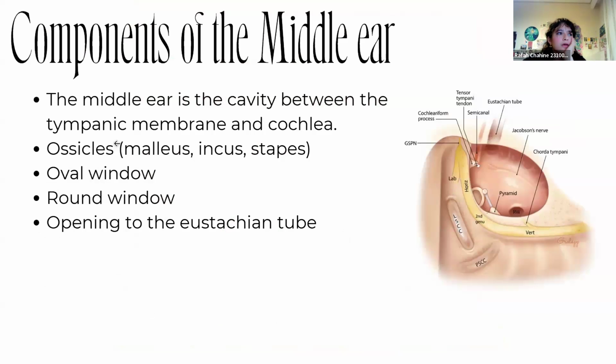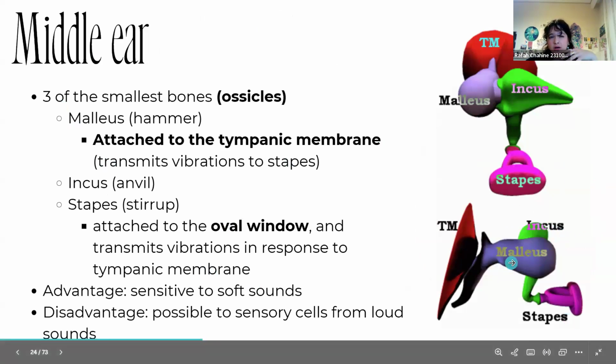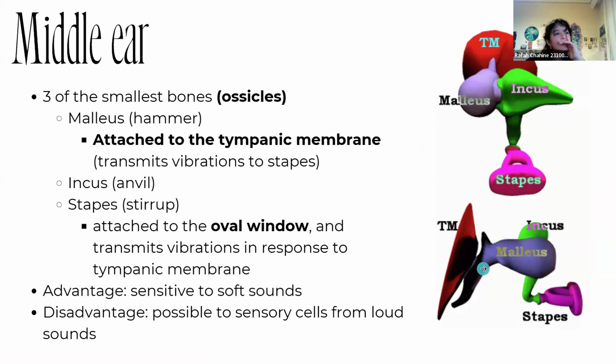So the components of the middle ear: it basically lies between the tympanic membrane, the eardrum, and the cochlea or the inner ear. It also contains ossicles. The ossicles are basically the bones that we've been mentioning so many times, the malleus, incus, and the stapes. It also has the oval window and the round window, and it has the opening to the eustachian tube, and it also contains 2 muscles, which are pretty important to us. The middle ear has 3 small bones, these are called the ossicles, okay? This is just 2 different ways that you can visualize them, from 2 different directions. We have the malleus, the incus, and the stapes.